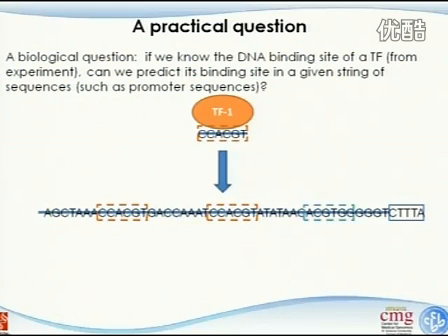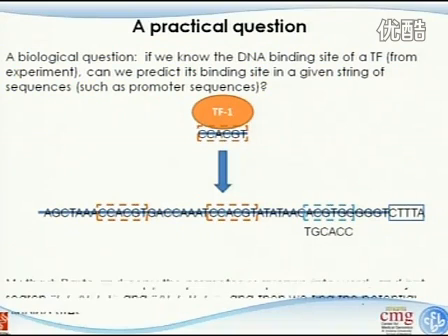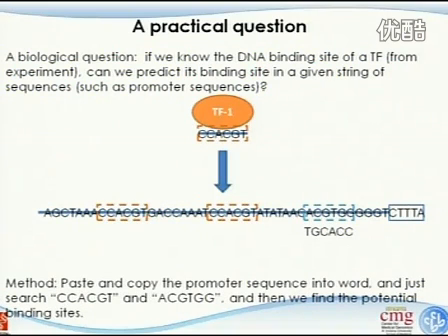But sometimes you look for this one, ACGTCCGG, all right? But the reverse complement of this is CCACGT. And there's a chance that this protein will bind there as well. So the method to do this would be to paste and copy the promoter sequence into Word, and just search for CCACGT and the reverse complement, and then you will find the potential binding sites. All right, that is bioinformatics as well, right?